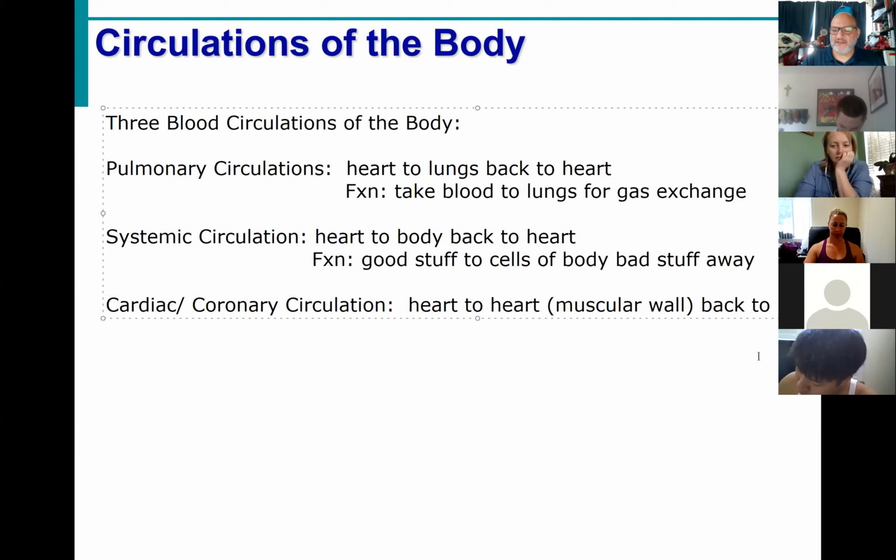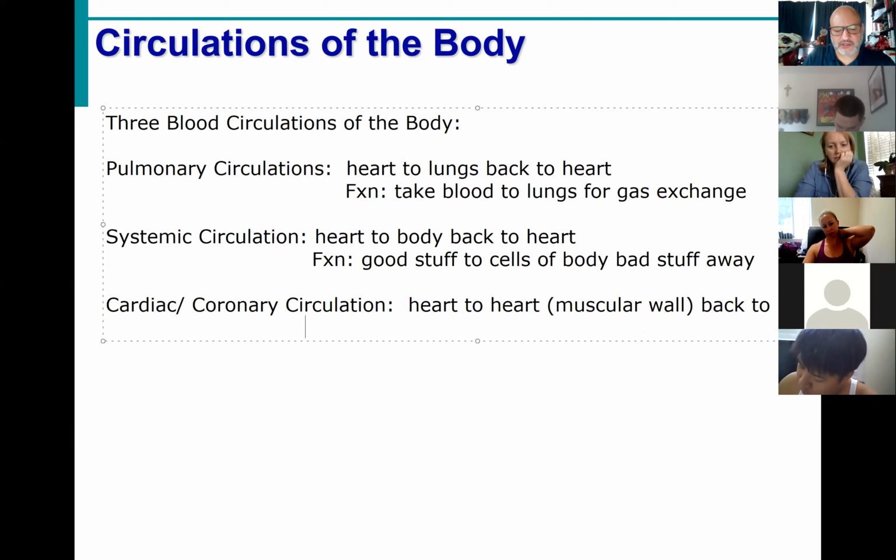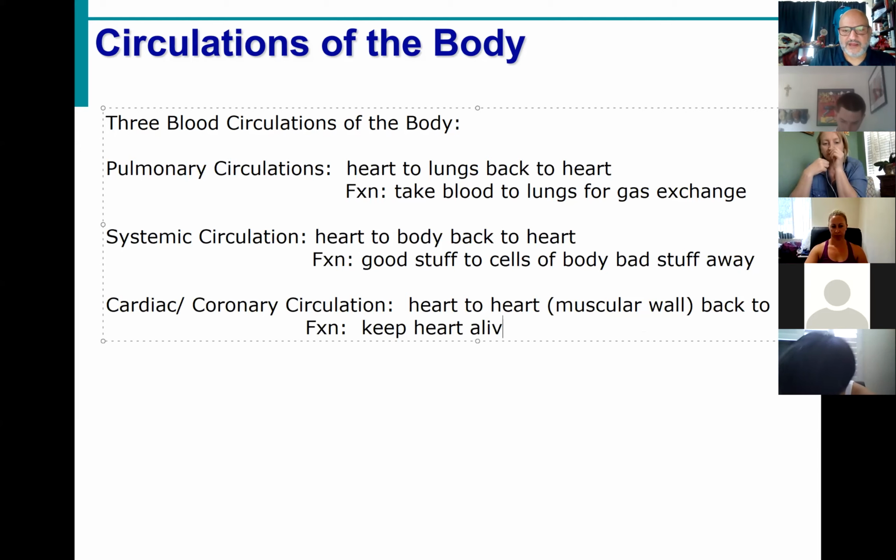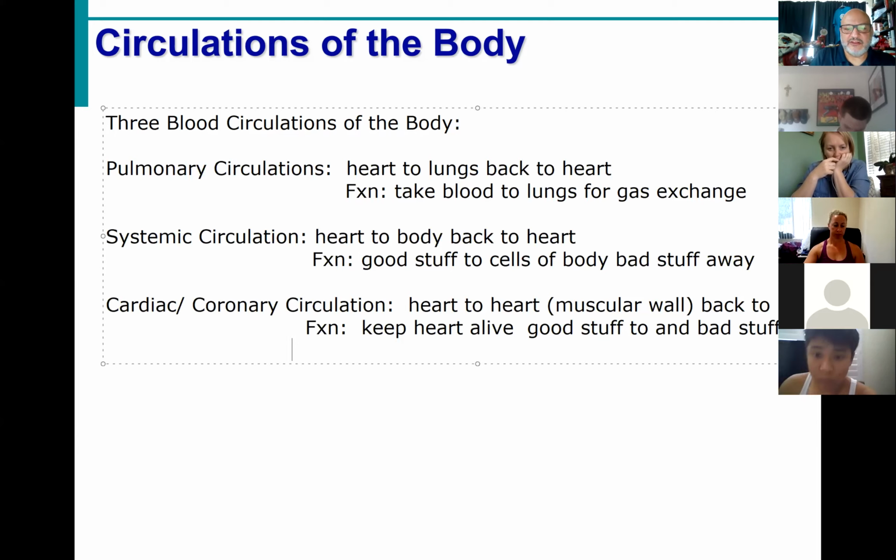And of course, what is the function of this coronary circulation? Keep the heart alive. Say again? Keep the heart alive. Yeah, absolutely. I like that. Keep the heart alive. Right. Again, kind of like the systemic circulation, good stuff to, and bad stuff away. However, even more than that, it's really about getting oxygen to and CO2 away.